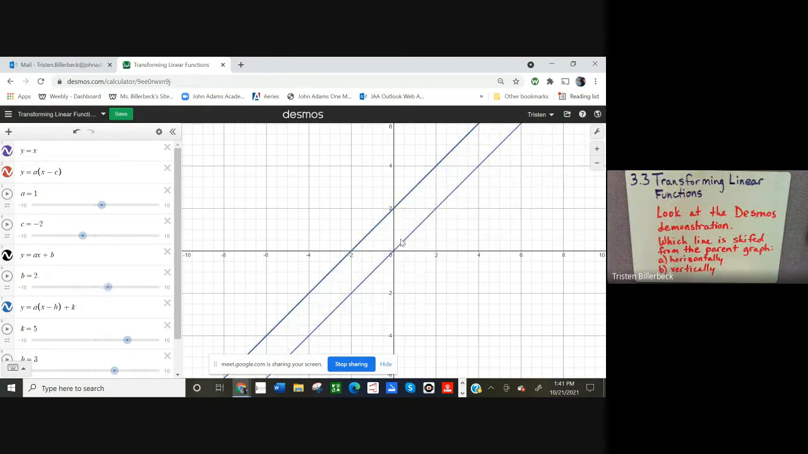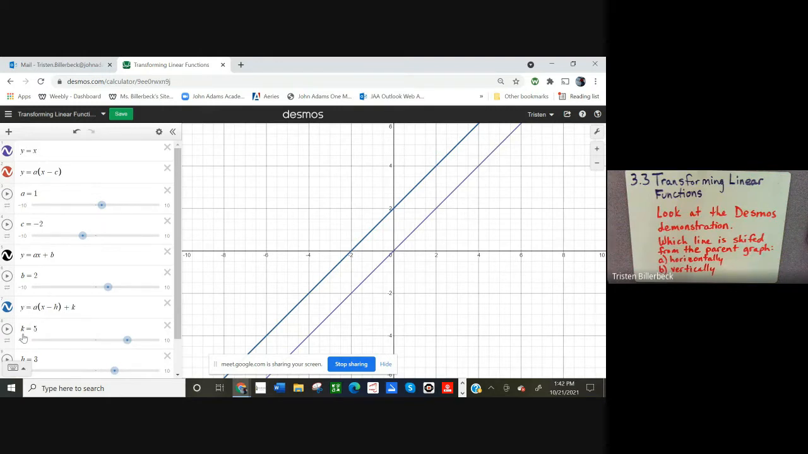So we could move the parent graph either solely with a horizontal shift or solely with a vertical shift. When we did a sole horizontal shift, we had -2. When we did a sole vertical shift, we had b was 2. Now, if we look at this equation, y equals a times the quantity x minus h plus k, that is more of a vertex form. You'll see that when we deal with parabolas. So it's a vertex form of a linear equation.